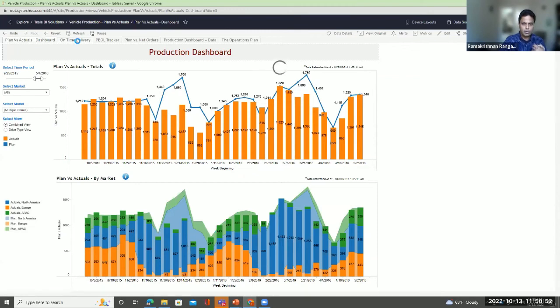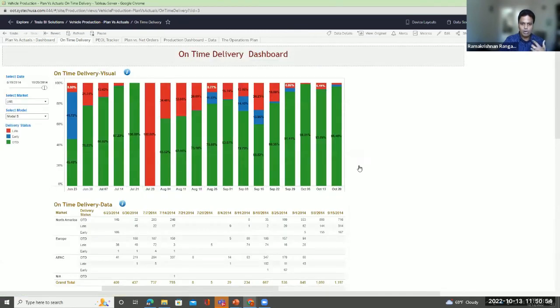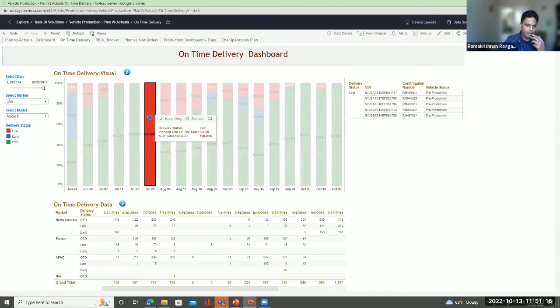Now, the next dashboard I wanted to show you is more of an analysis on on-time delivery, right? How many cars were delayed in terms of shipment? How many cars were shipped early? How many cars were shipped on time? And as you can see from the chart, most of the cars were shipped on time, but there were instances where there was a delay in meeting that expectation.